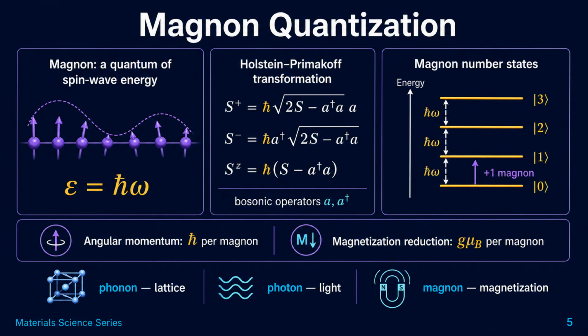Just as photons are quanta of light and phonons are quanta of lattice vibrations, magnons are the quantized excitations of spin waves. Each magnon carries energy h-bar omega and angular momentum h-bar. The Holstein-Primakoff transformation provides the mathematical framework, expressing spin operators in terms of bosonic creation and annihilation operators. This allows us to treat the magnetic system quantum mechanically.